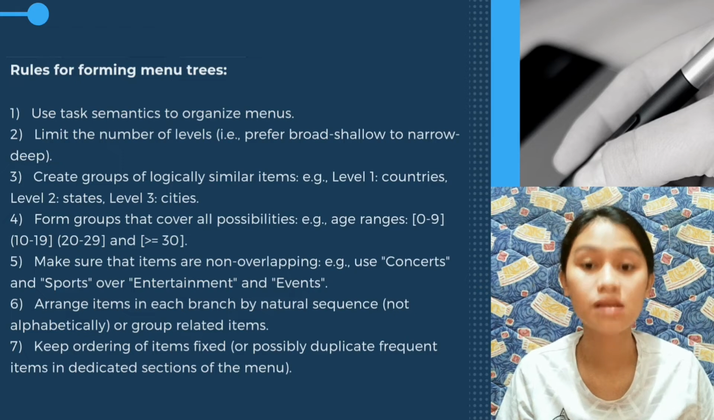Arrange items in each branch by natural sequence, not alphabetically, or group related items. Keep the ordering of items fixed, or possibly duplicate frequent items in dedicated sections of the menu.